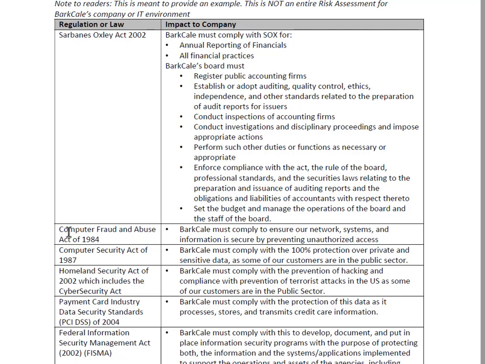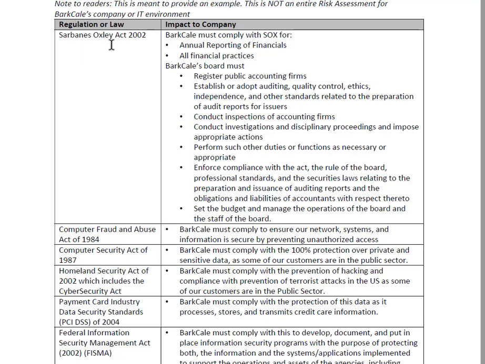So one of the things is the Computer Fraud and Abuse Act of 1984. Barclay must comply to ensure our networks, systems, and information is secure by preventing unauthorized access. So reading up on what the Computer Fraud and Abuse Act is and then identifying how it impacts your company is what you should be putting in here.